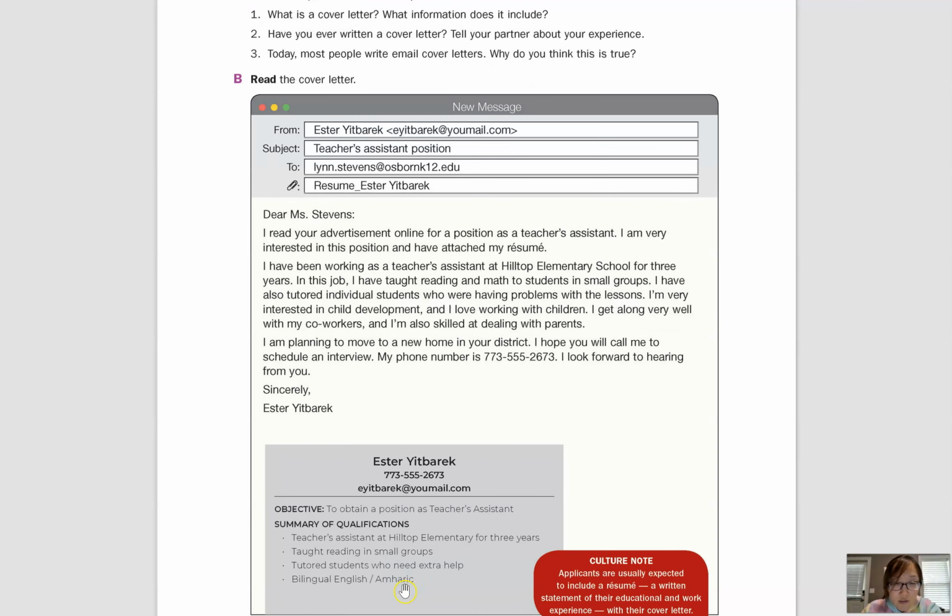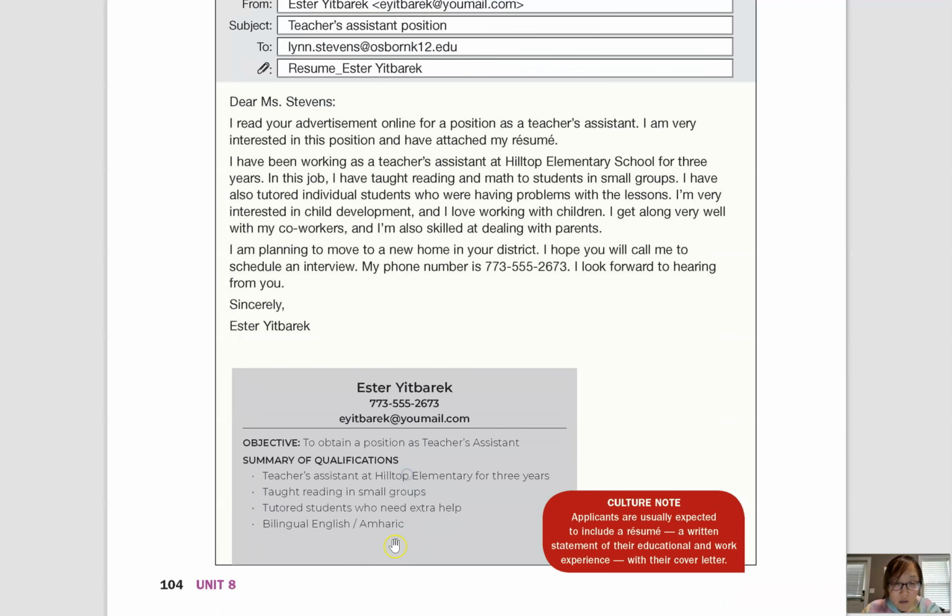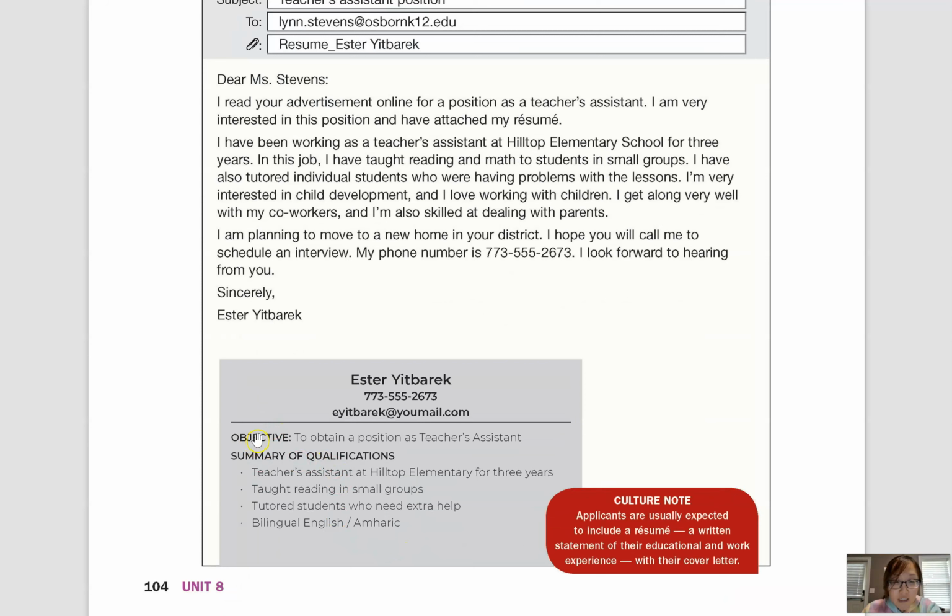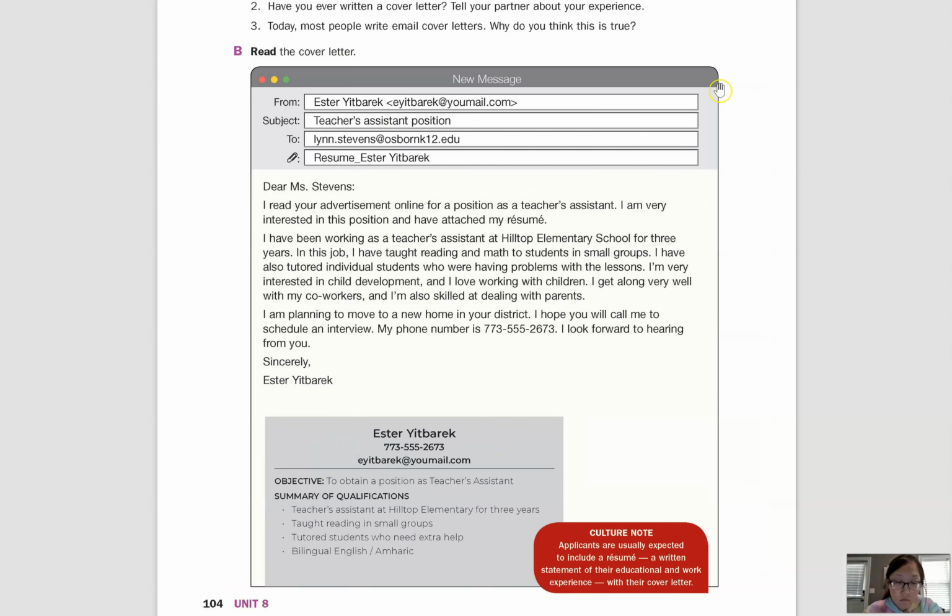Okay, so you can just see here briefly her objective, which is another thing we generally include with a cover letter or a resume. The objective is like the purpose, your goal. So what is her goal or her objective? And it is to obtain a position as a teacher's assistant. Okay, obtain means to get.